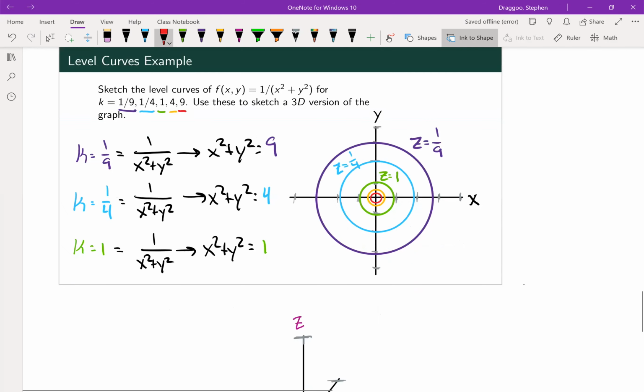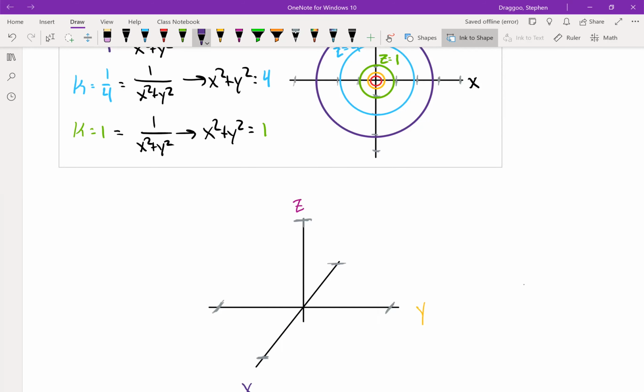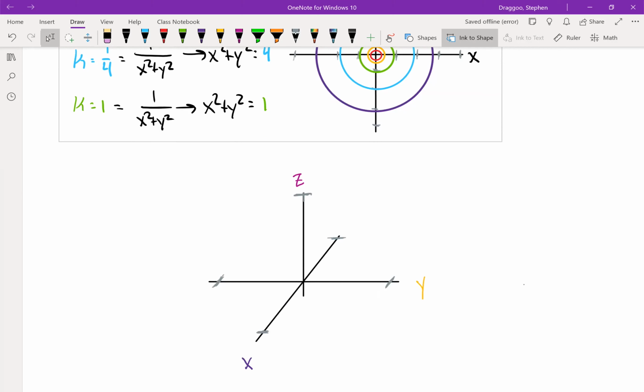So if we try to use those level curves to sketch the 3D graph, they might look something about like this. So at a height of 1/9, we are pretty darn close to the xy plane. Ooh, that one didn't quite work out. So yeah, again, at that first circle, we're fairly close to the xy plane.